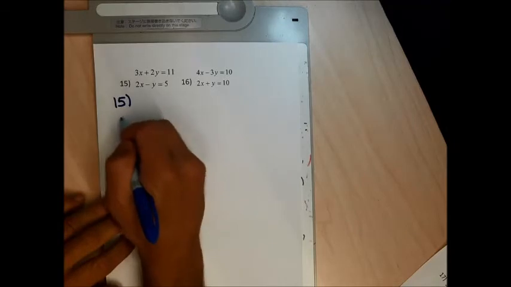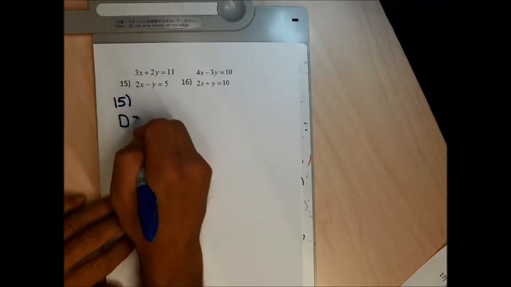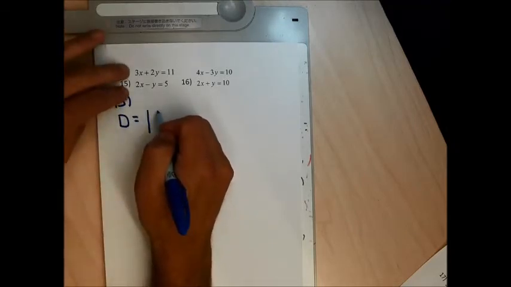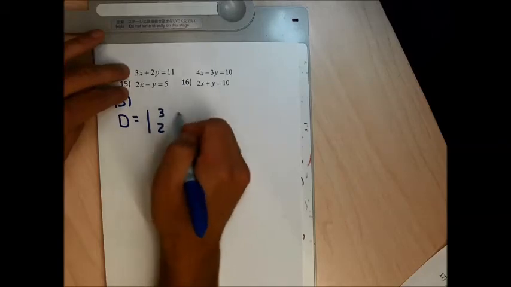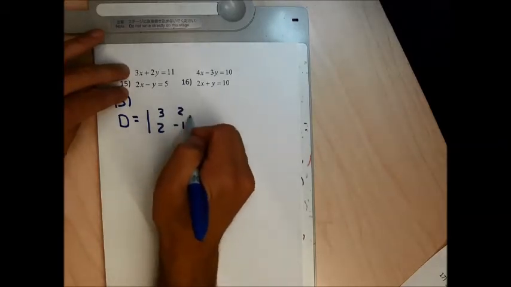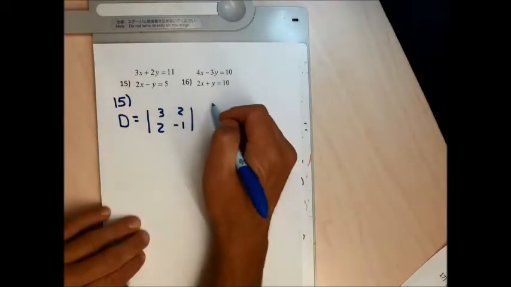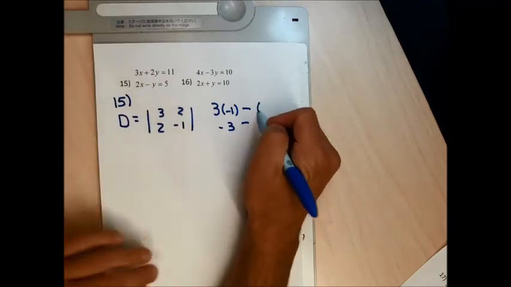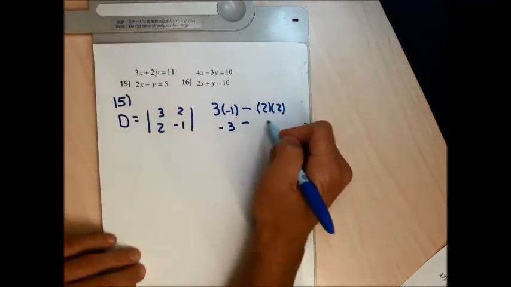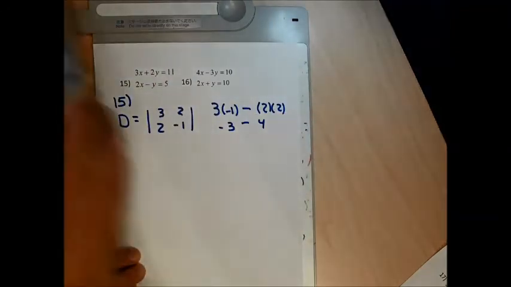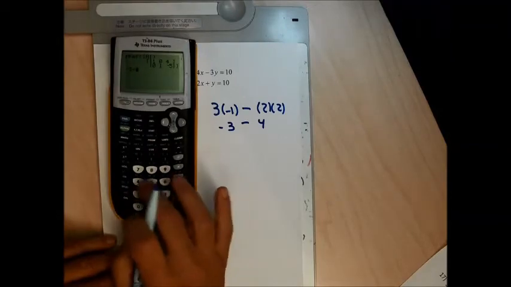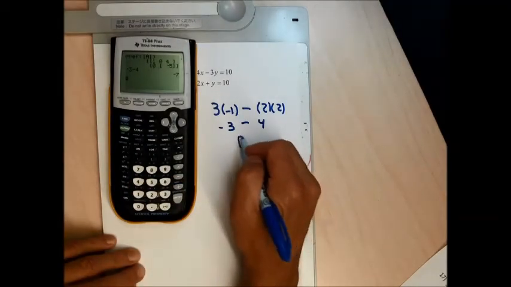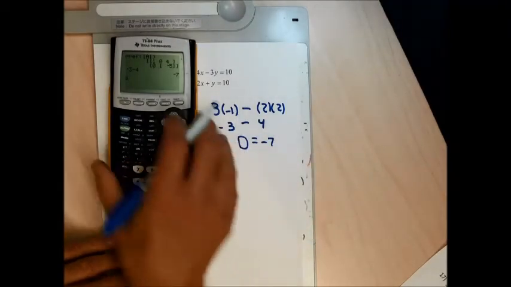So I need 3 determinants. The first determinant is D, which I pull off the coefficients 3, 2, 2, and negative 1. I multiply 3 times negative 1 and get negative 3. Put a subtraction sign and go up and do 2 times 2, which is 4. And now negative 3 minus 4 equals negative 7. So D is minus 7.